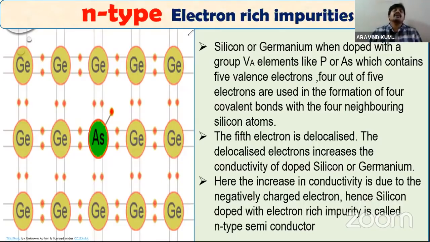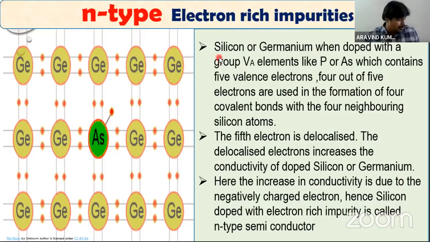Therefore, whenever fourth group elements such as silicon and germanium, which are semiconductors, are doped with fifth A group elements such as phosphorus or arsenic, it always forms one extra electron which is not bonded to any other, and that fifth electron is called delocalized. Because of the delocalization, the conductivity increases.